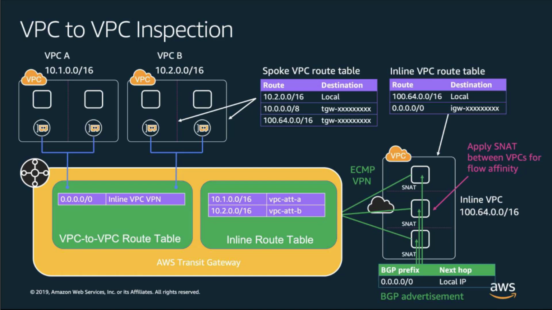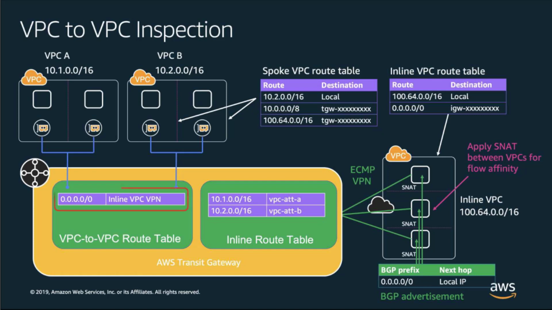If we look through this data flow, in this case we have the VPC CIDR, which goes to 10.0.0.8, which goes to the Transit Gateway. That traffic will hit the VPC to VPC route table, and that just has a default route out to our inline VPC, which is going over a VPN connection. For that inline route table, for the return traffic, we know that CIDR is associated with that VPC. And then we know that we need to hit the IP address of that VPC, which is connected to the Transit Gateway.